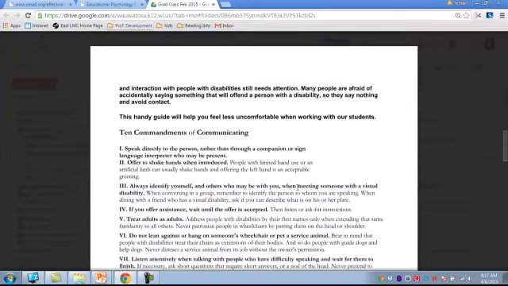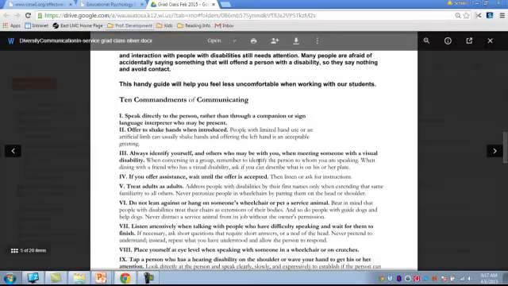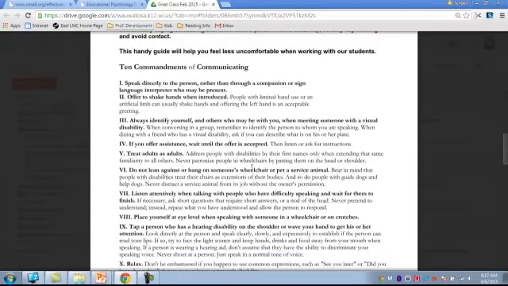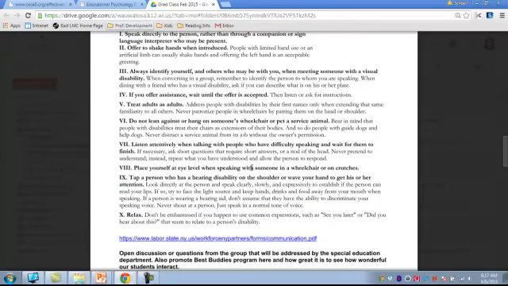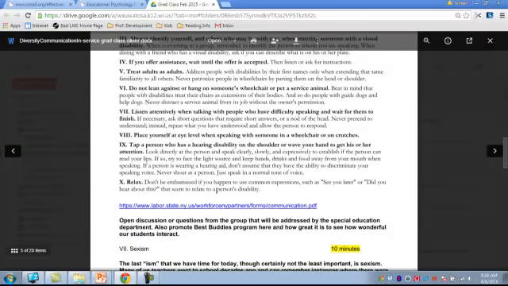I thought these 10 tips for communicating with people with disabilities were very helpful. Speak directly. Don't speak extra loud. Just treat them as you would anyone else. Listen attentively. Place yourself at eye level when speaking to someone who might be in a wheelchair or on crutches. It's more condescending to look down at them or to lean on their wheelchair, things like that.